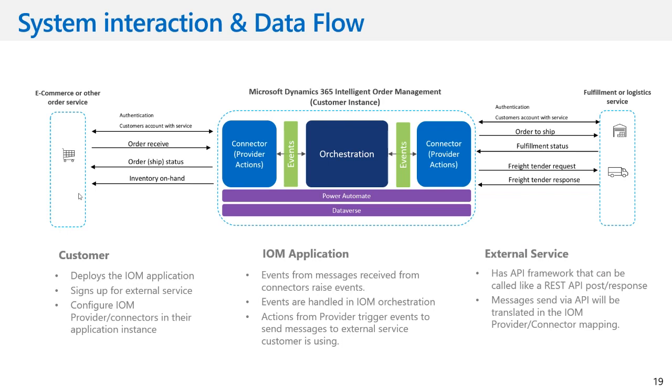So when we look at that process flow, the order is received. That triggers an event through the provider actions. That event is raised and therefore can be executed by the orchestration. We can make decisions about where do we send, in this example, through to fulfillment, which raises the event to communicate to that fulfillment provider, in this example asking the fulfillment provider to ship that order, and therefore then we can get order status back, and then we can communicate that back all the way to the e-commerce system.